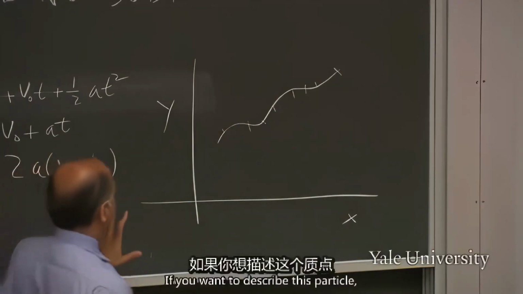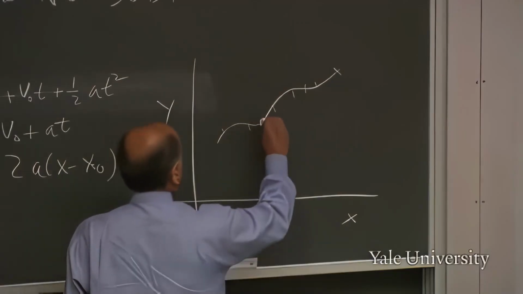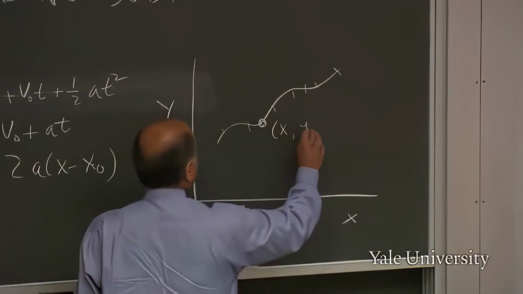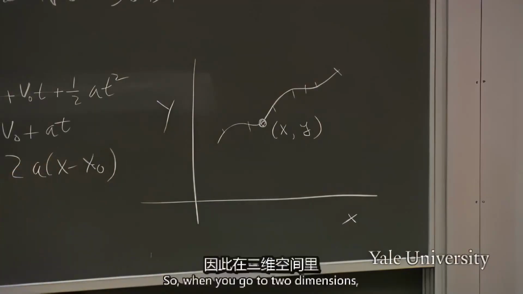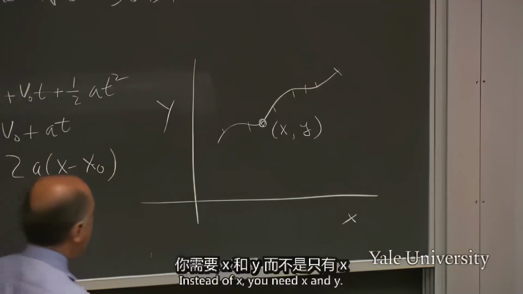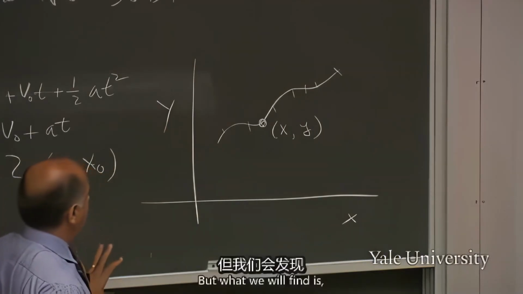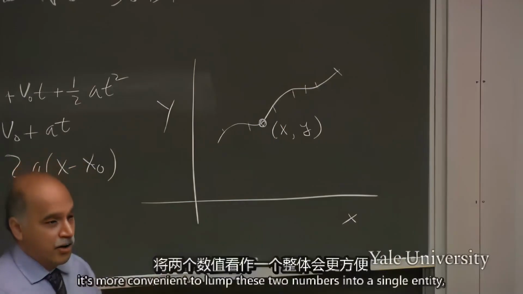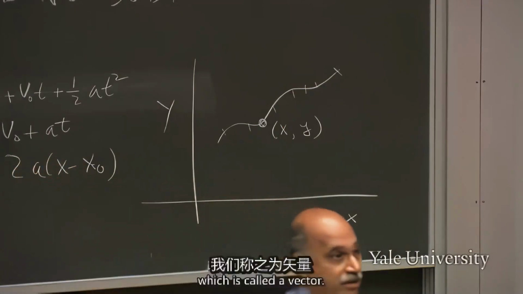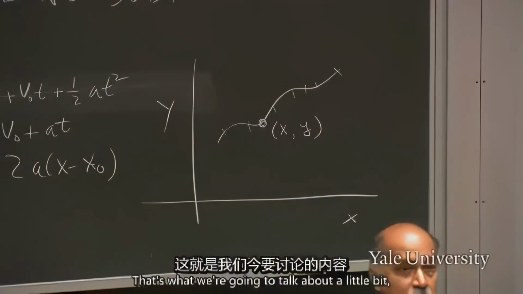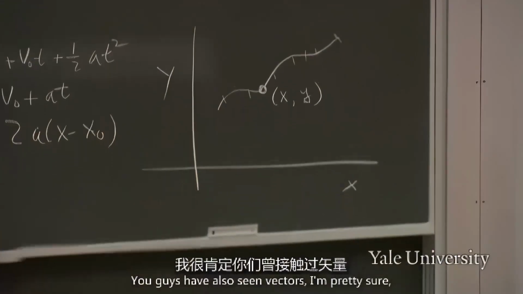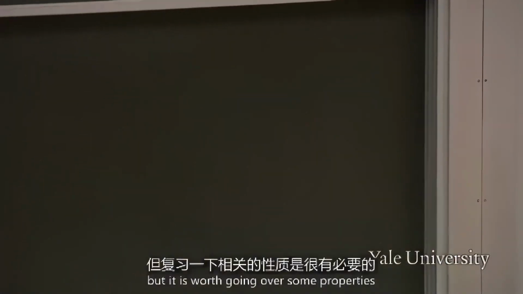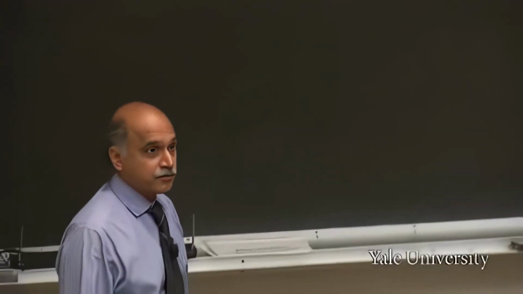But if you want to describe this particle, what's the kinematics? You can pick a point and say, I am at the point xy. So when you go to 2 dimensions, you need a pair of numbers. Instead of x, you need x and y. But what we will find is it's more convenient to lump these 2 numbers into a single entity, which is called a vector. So that's what we're going to talk about a little bit. Talk a little bit about vectors. Now, you guys have also seen vectors, I'm pretty sure, but it is worth going over some properties, and some may be new and some may be old.